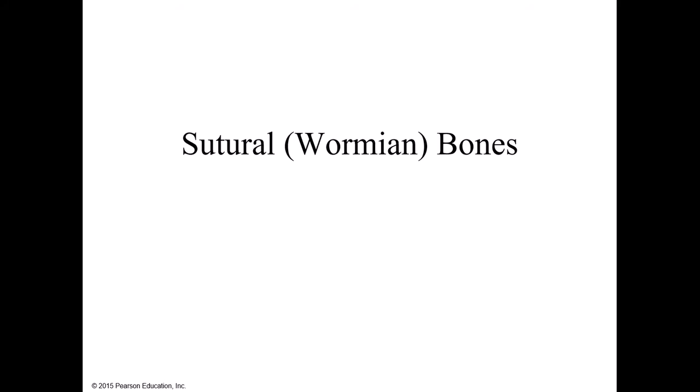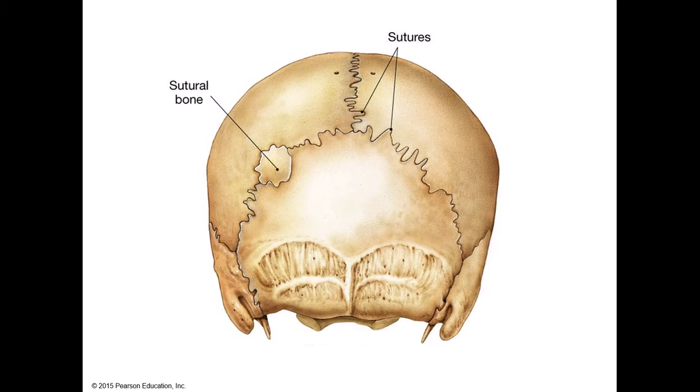Let's just define a type of bone that sometimes is found embedded in the suture. This is called a sutural bone. So if you take a look over here, this is the lambdoid suture. We're looking at it from the back. This is the sagittal suture right here. That bone right there embedded in the suture is known as a sutural bone.